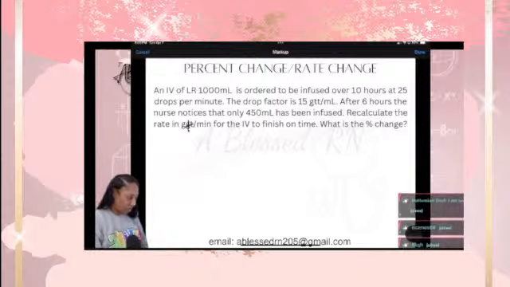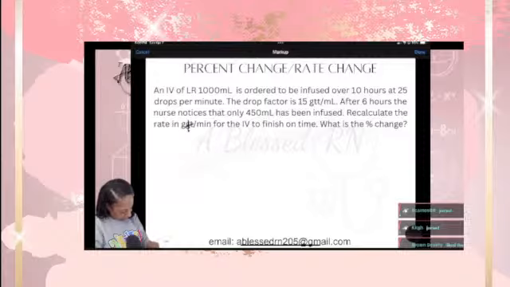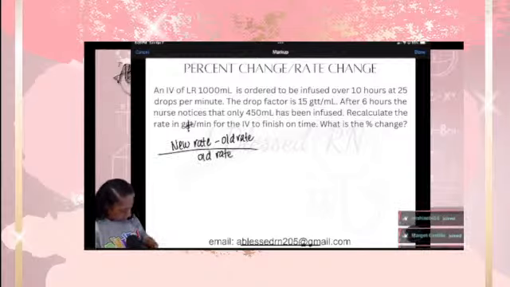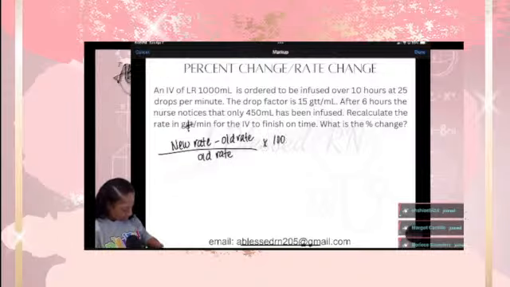Okay, so therefore we know that we've got an IV going and we need to see how fast it's going. Because we are going to have to calculate percent change. Percent change is going to be the new rate minus the old rate, divided by the old rate, and then you're going to times it by 100, and that's going to be your percent change.